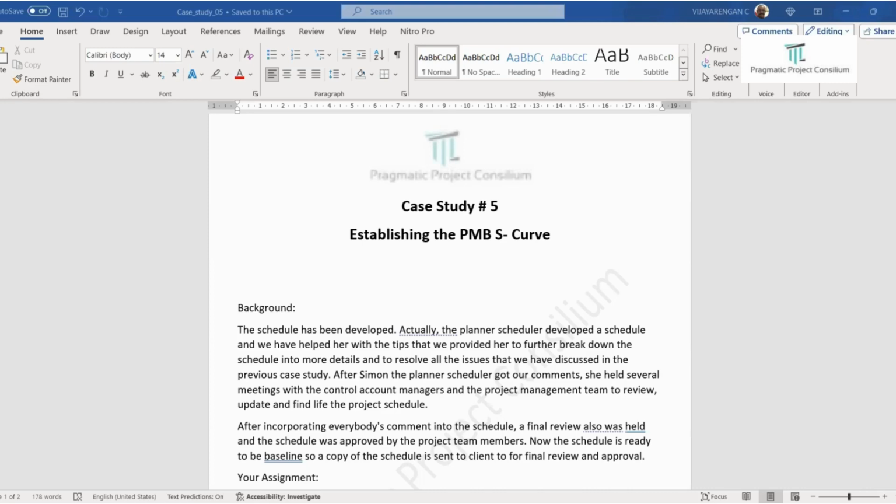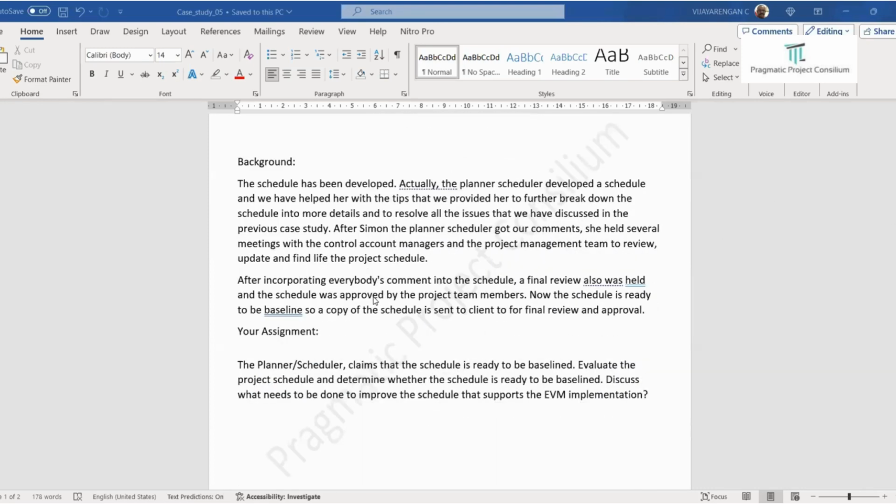So our schedule is almost developed. Our planner had a discussion with so many people, the stakeholders, especially the project manager and other important stakeholders involved in the project. And we have helped her with the tips that we provided to further break down the schedule to the detailed activity level, and more activities are incorporated.